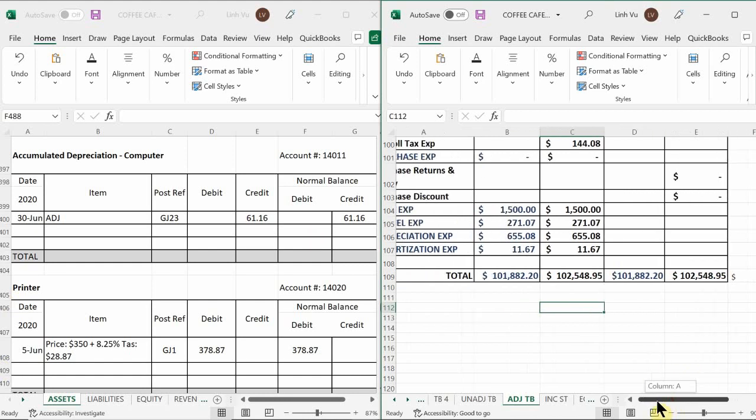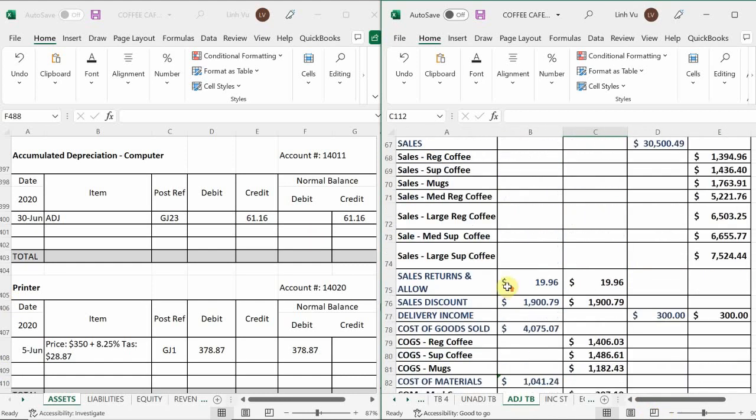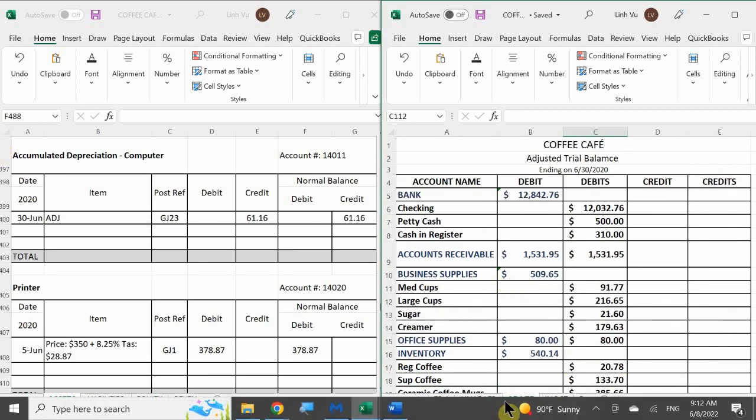All right, we have done it. We've successfully completed our adjusted trial balance. So now we can finally move on to our financial statements.